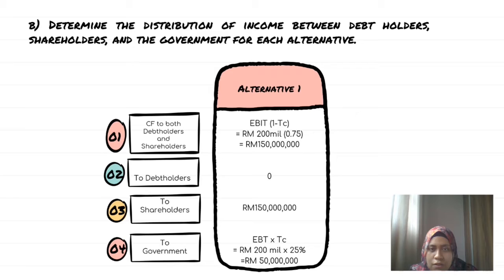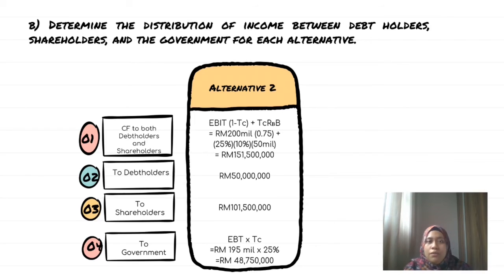And step 4, for the government, we will use the formula earning before tax times tax rate, which gives us RM 50 million. So earning before tax in this question for step 4 is earning before interest and tax minus interest expenses, and then we will get the earning before tax.